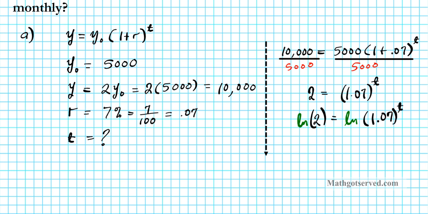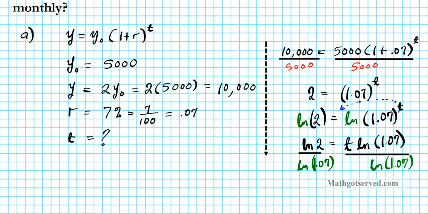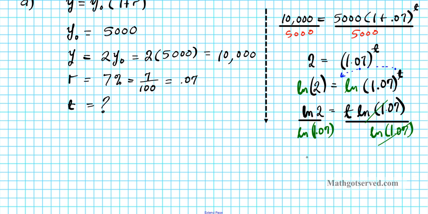Okay, so using the exponential property of logarithm, we can power down this exponent. So we'll have the natural logarithm of 2 equals t times the natural logarithm of 1.07. To finish this up, we'll simply divide both sides by the natural logarithm of 1.07. All right, this divides out. So we're going to have t equals, now we're going to plug that into our calculators.